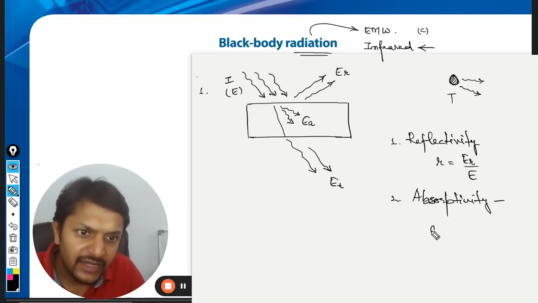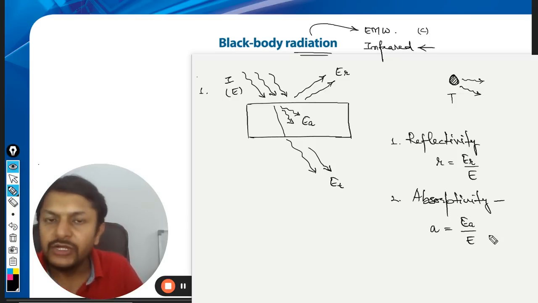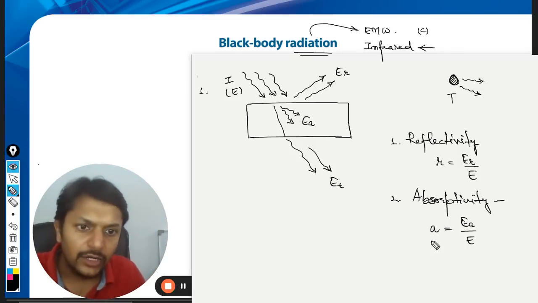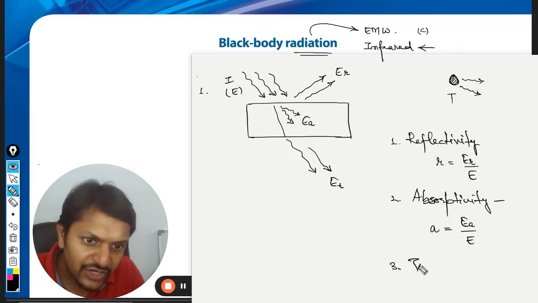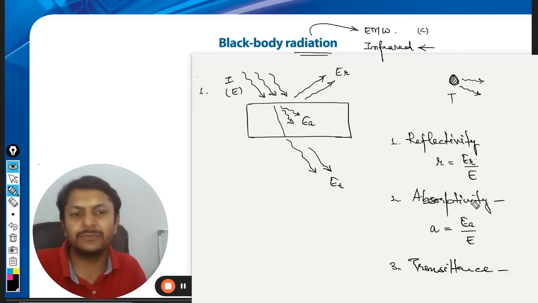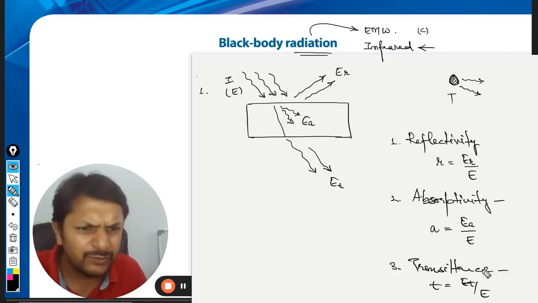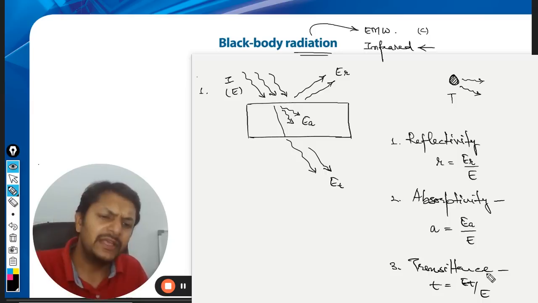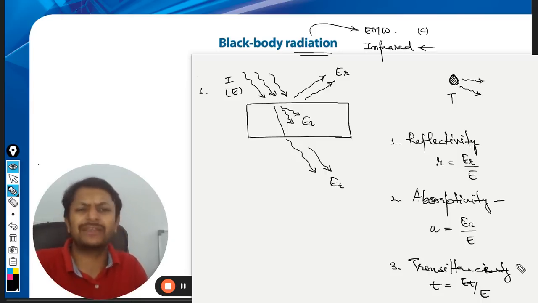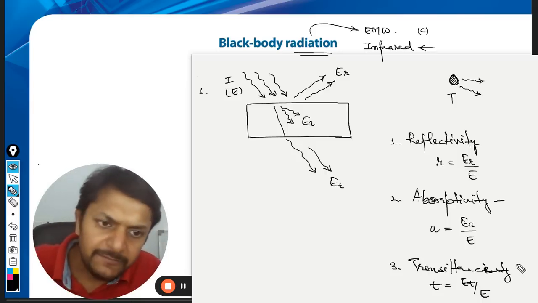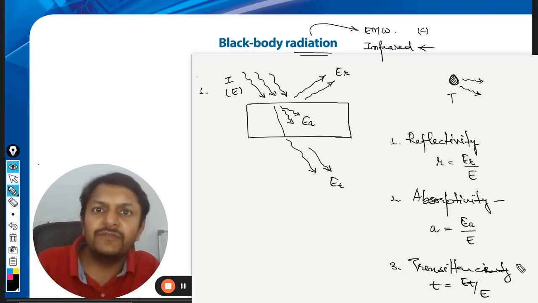Absorptivity is A, which means it is the ratio of the energy absorbed to the total energy which is incident on it. And point number three is transmittance or transmissivity. Transmittance is a better word, by the way. So transmittance is T, equal to the transmitted energy ET divided by E. So that is transmissivity.